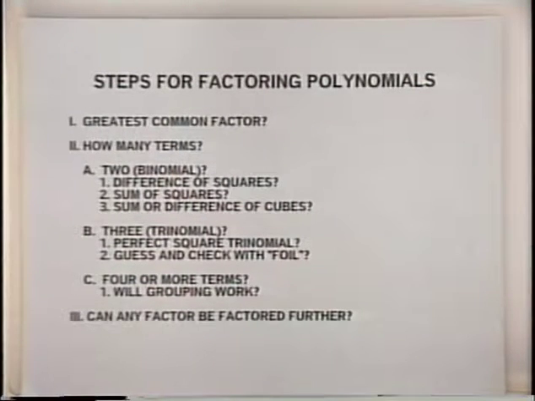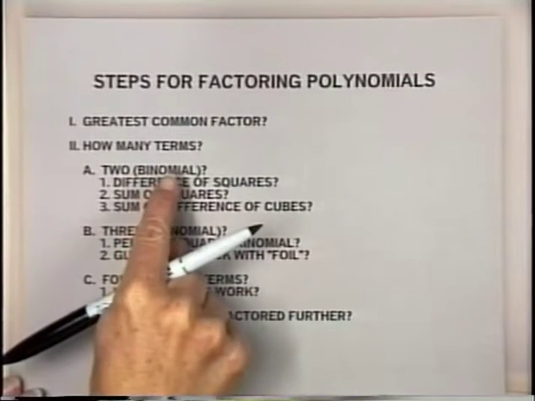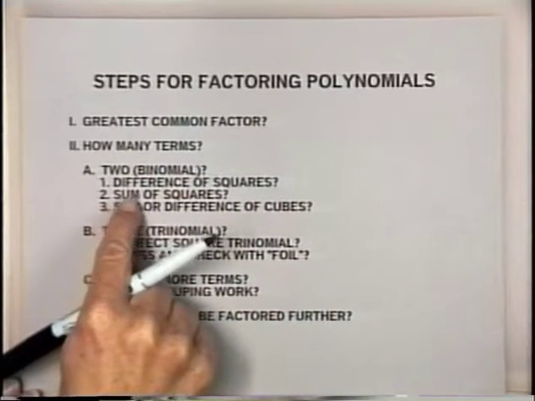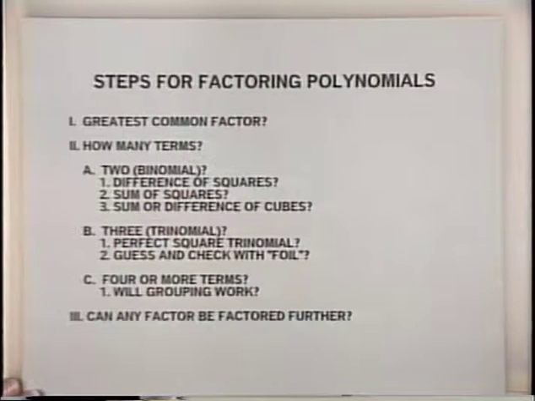The second thing you would consider is how many terms are there in this polynomial. If there are two terms, which is what we call a binomial, you should ask yourself if it is a difference of squares. You have learned how to factor difference of squares, and so if you recognize that, you will be able to get the factors. If it's not difference of squares, ask yourself if it is sum of squares. You should recall that a sum of squares will not factor, and so you can with confidence know that that would be a prime factor.